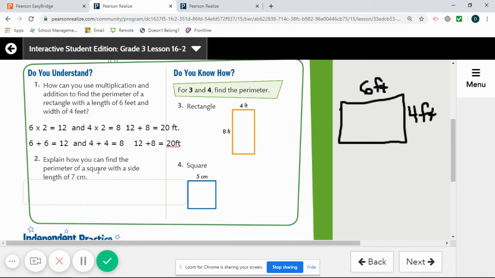If I were you, I would pause the video and try to work number 2, 3, and 4. Once you finish working them, come back to see how we should work them together.